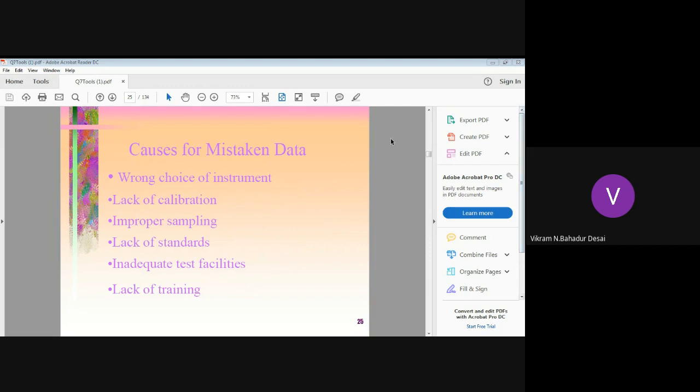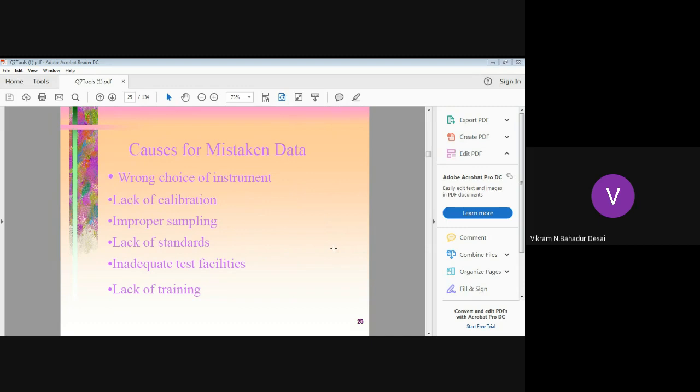So why do we take wrong data, mistaken data? Maybe wrong choice of the instrument, lack of calibration, improper sampling, lack of standards, inadequate test facilities, lack of training. So we collect the wrong data in the organization. Maybe some product may be bad, and due to improper sampling, that bad product may reach the customer.